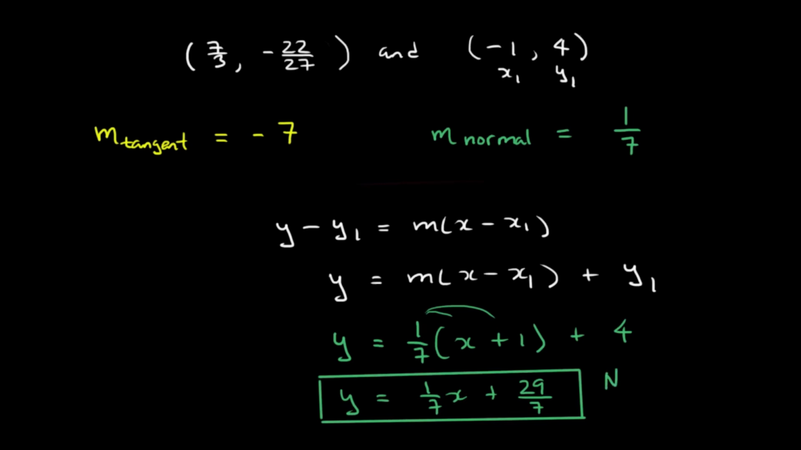So we'll say this is normal equation number 1 at that ordered pair negative 1 and 4. Now we have to repeat this process one more time, using orange, with x1 and y1. So let's go ahead and get some more space, and let's see if I can remember that point of tangency.